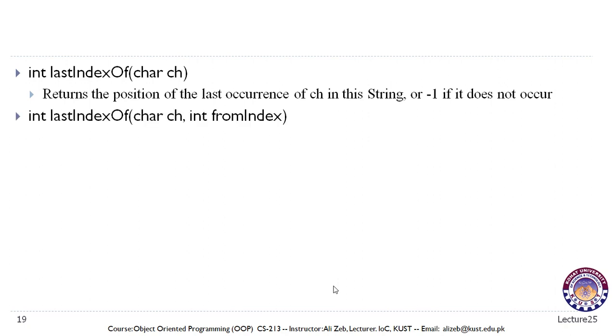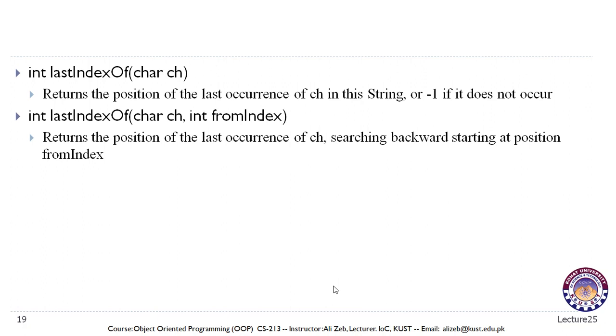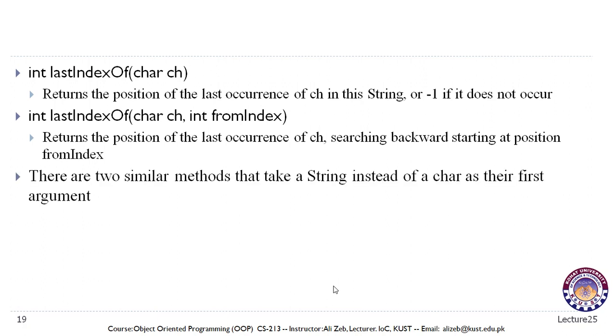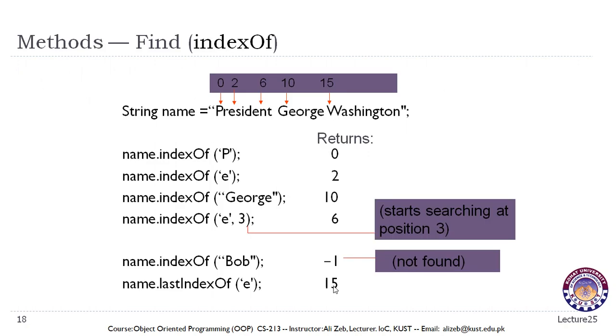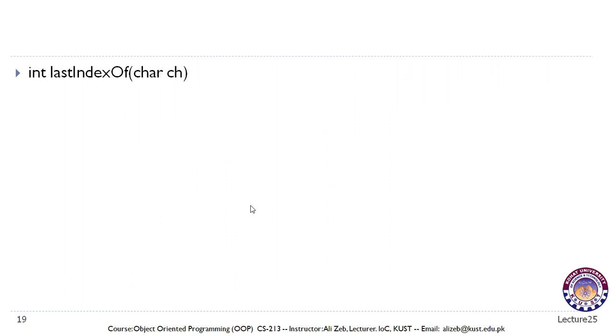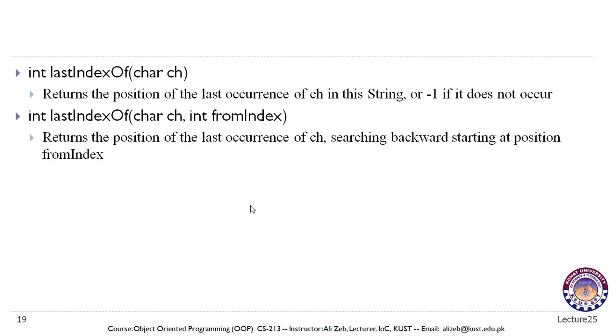And the lastIndexOf can take a character argument and a fromIndex point, as we saw for the indexOf, it will work the same. It returns the position of the last occurrence of the character, searching backwards starting at the position fromIndex. And there are two similar methods that take a string instead of a character as their first argument, as we saw in this example, that we can pass a string as well instead of the character to find the position of that string.